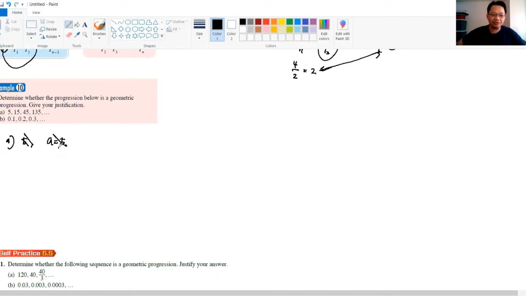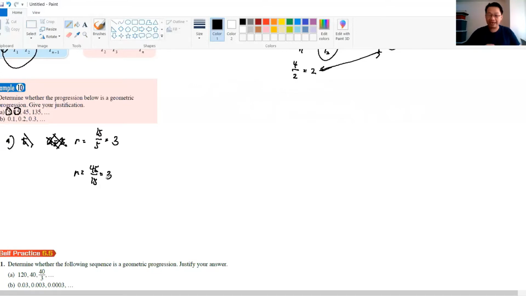We are not talking about finding the term here. This is about determining whether this is a GP or not, right? So we need to prove it, so we need to find R. This is the second term, this is the first term, so 15 divided by 5. Then we get 3. Then we find the third term divided by the second term, because that also equals R. 45 divided by 15 gives 3.